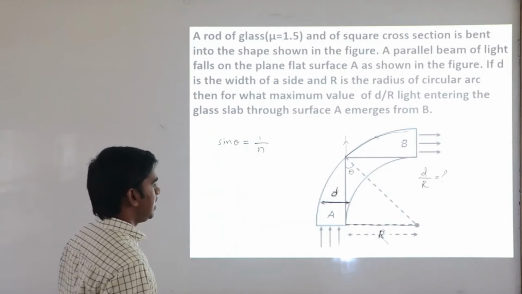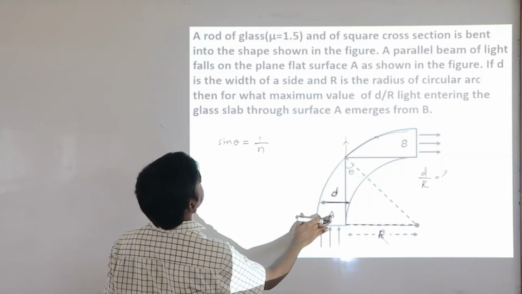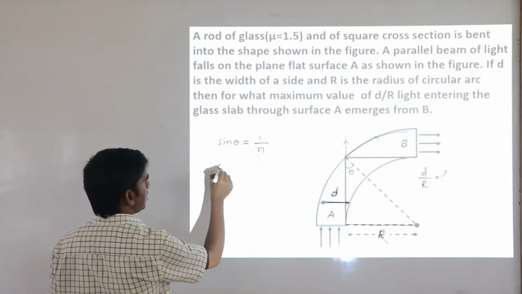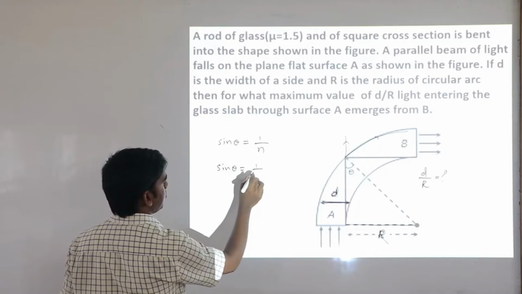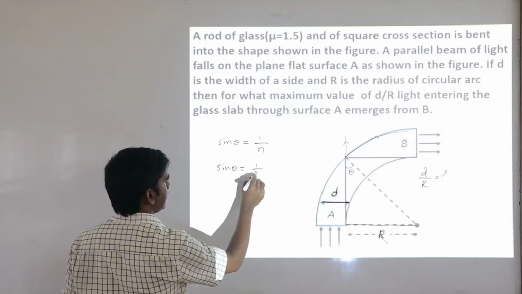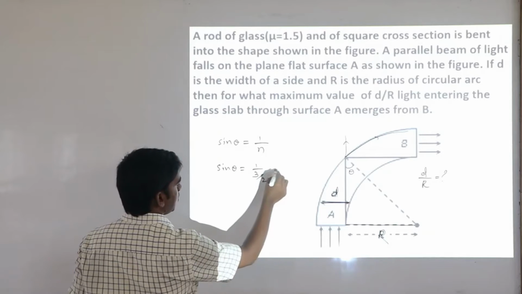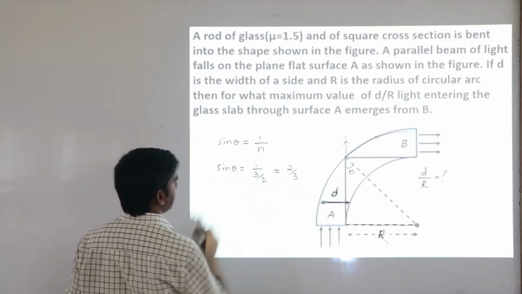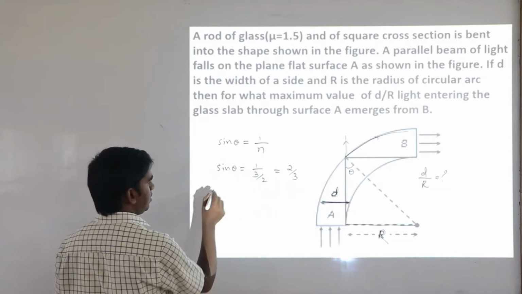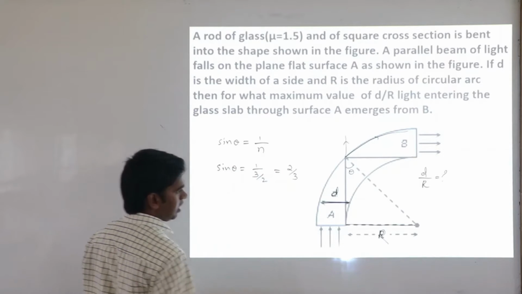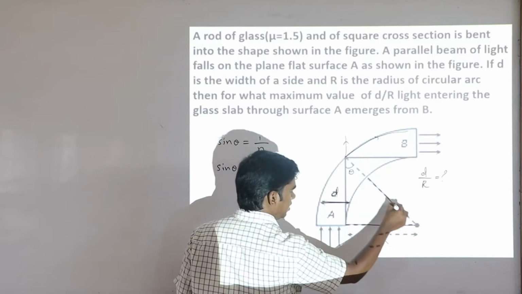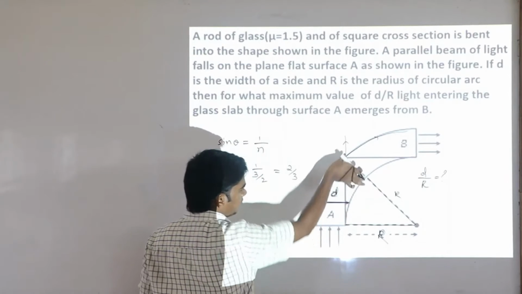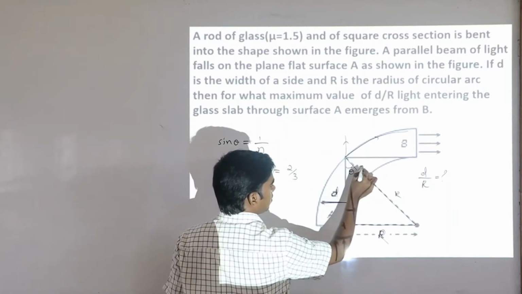Okay. So they are saying it is made up of glass of refractive index 1.5. So you can write sine theta equals 1 divided by 1.5. 1.5 means you can write it as 3 by 2, or you can write it as 2 by 3. So sine theta equals 2 by 3. Now, what is sine theta? From here to here it is r. From here to here, this is nothing but the width. So this is going to be d.